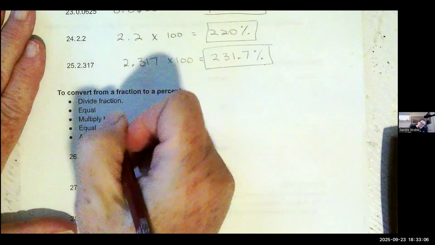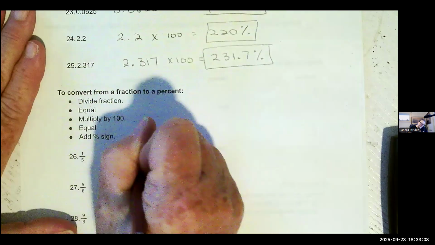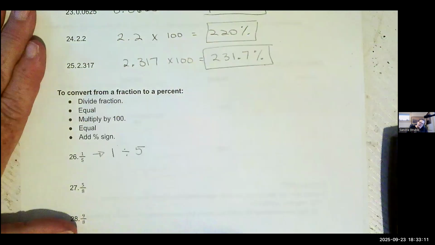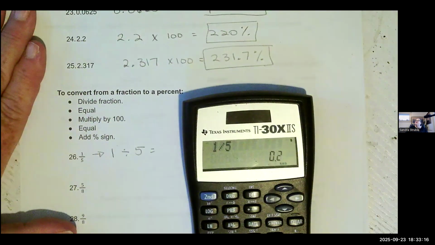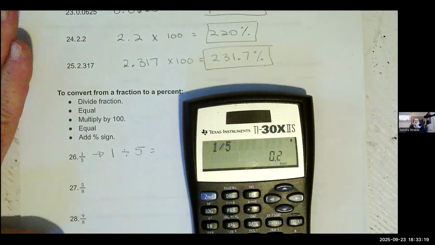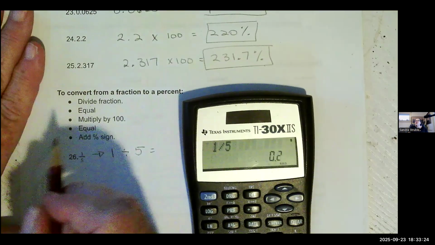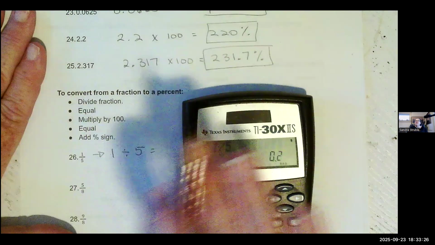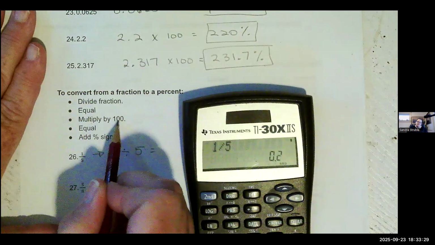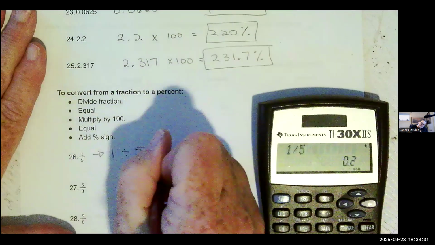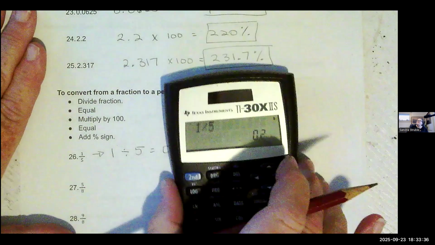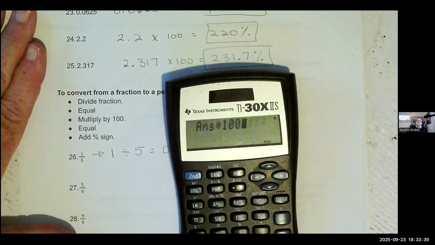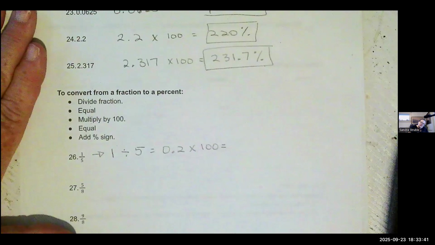You're going to take 1 divided by 5. This is how you take a fraction to a percent. And I got what? 1 divided by 5 is 0.2. You can write that down if you want to, or you don't have to. But the most important thing is that you, at this point, do not clear your screen and just hit multiply by 100. So I got 0.2, and I'm going to multiply it by 100 and hit equals. Times 100 equals, and I got 20. So this is 20%.